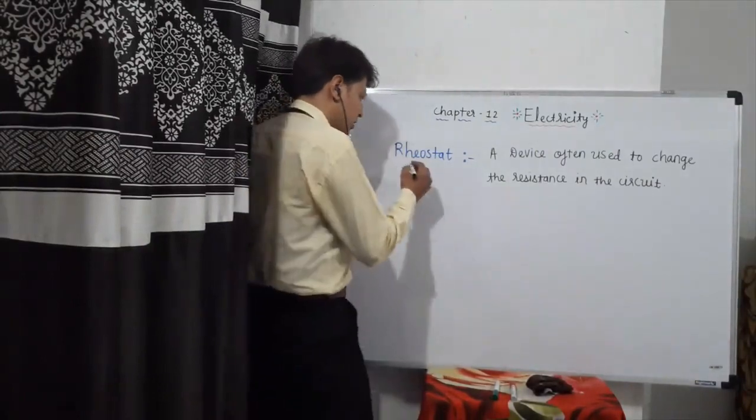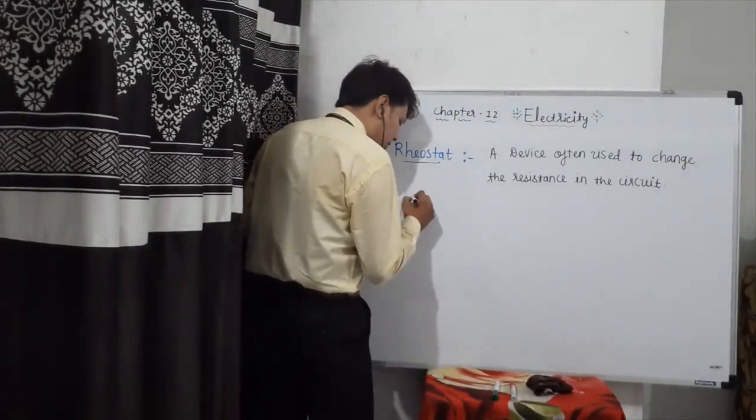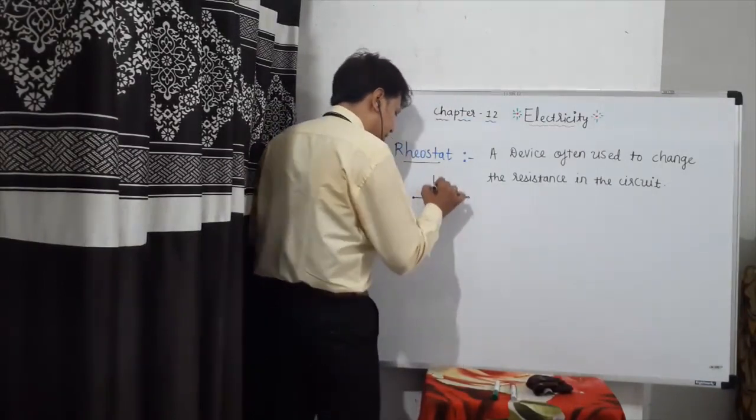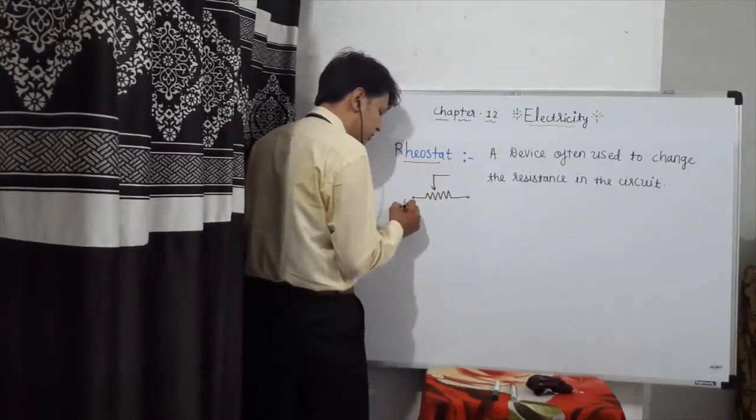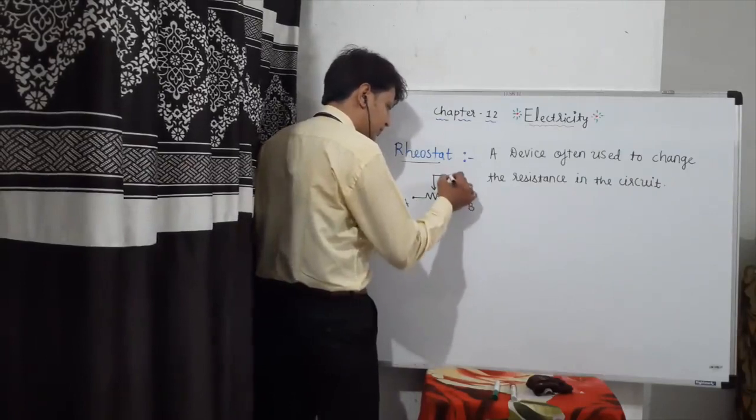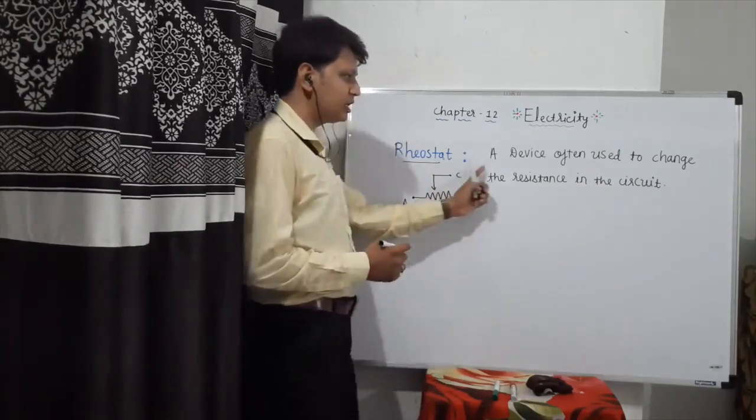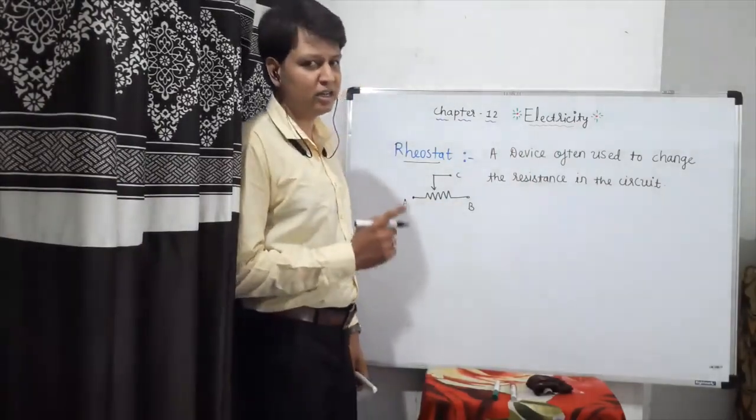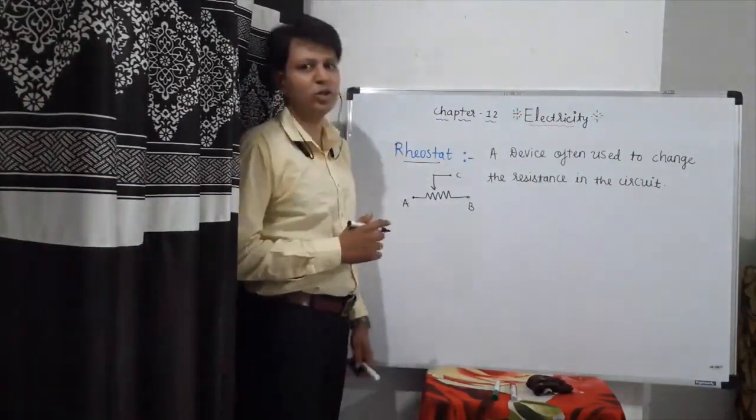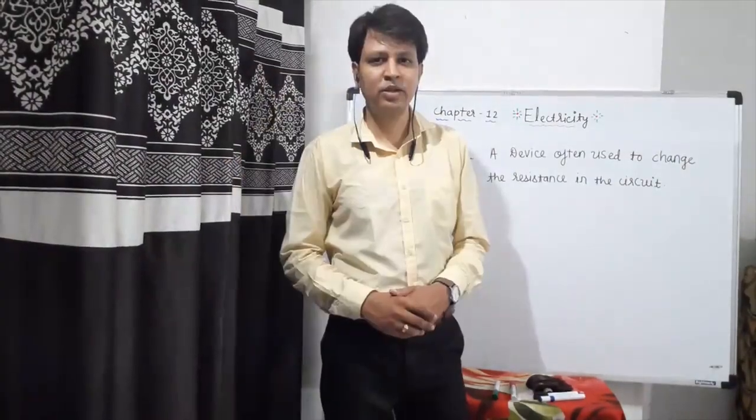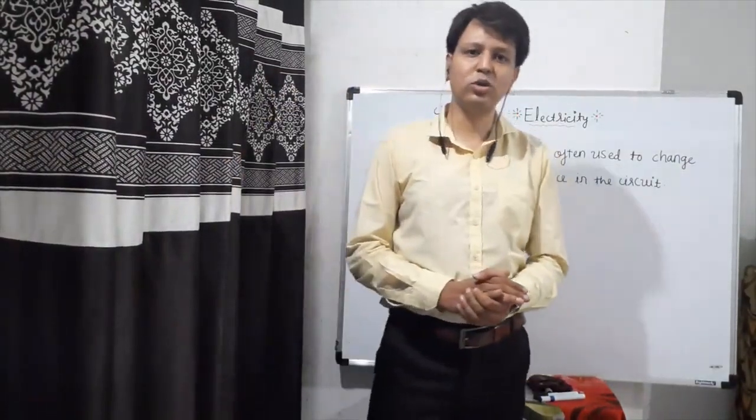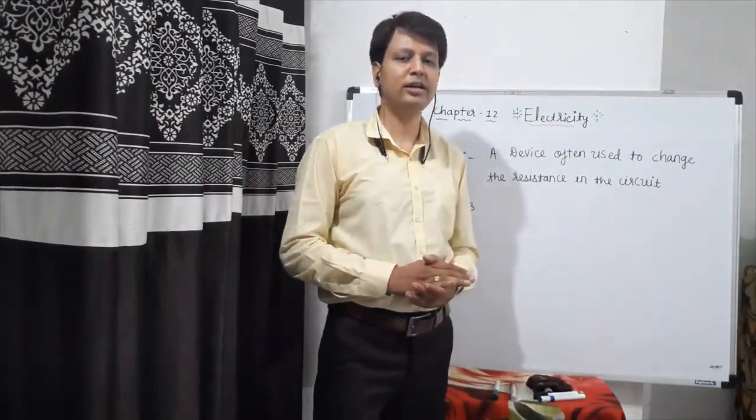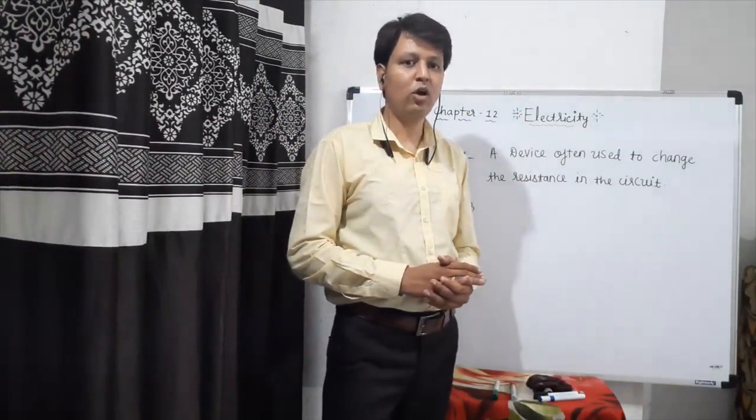Rheostat. The symbol of a rheostat can be drawn like this, having 3 terminals. It is a device often used to change the resistance in a circuit. So this is a rheostat. So this was all about Ohm's law, but next we are going to understand the graphical representation of Ohm's law.